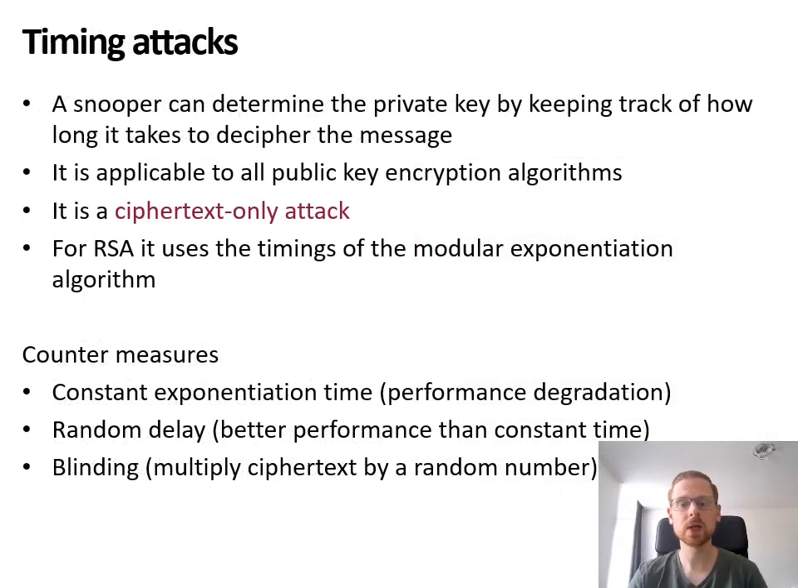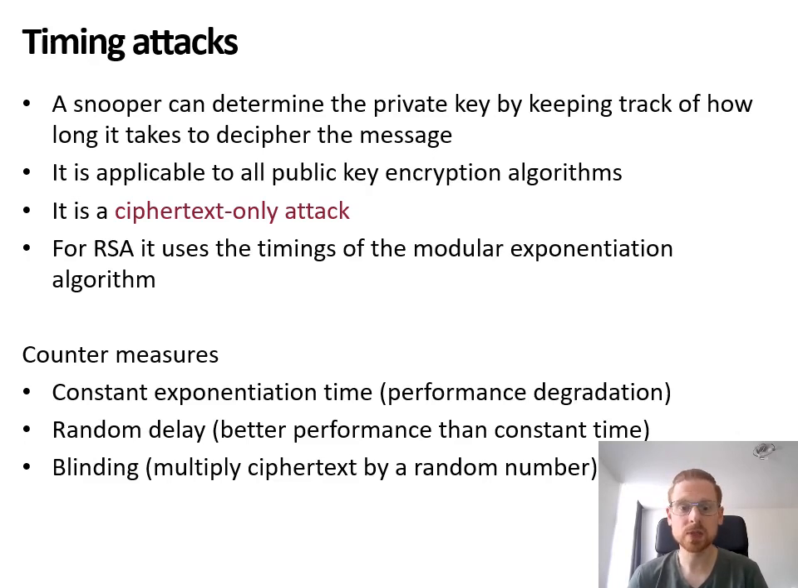Third type of attack is a timing attack, where the snooper will determine the private key by keeping track of how long it takes to decipher a message. This type of attack can be used against all public key encryption algorithms, and it is a ciphertext only attack. As such, it doesn't require the attacker to obtain any plain texts.